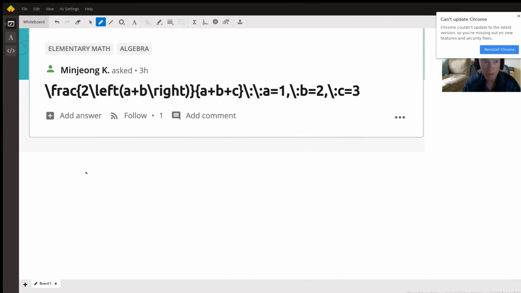Let's see if I can help you out with this elementary math algebra problem. I'm not quite sure that I'm going to get this right, in part because I'm not sure that I've understood your problem correctly, but I think what you've got here is a fraction with the number 2 in the numerator and a multiplication problem going on in the denominator.